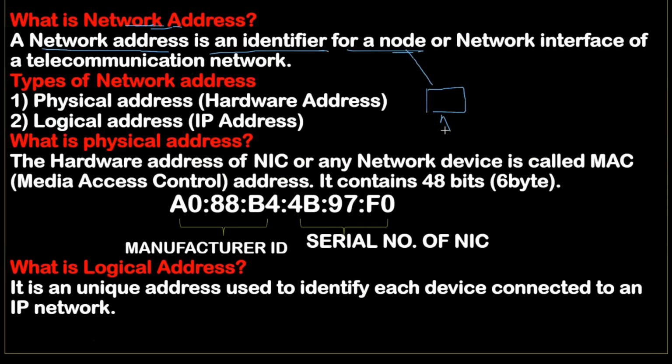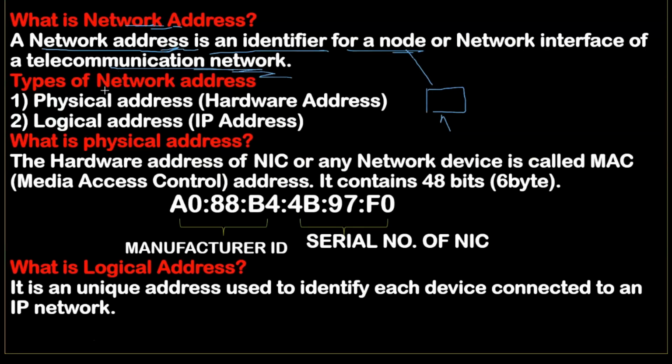Suppose your laptop is connected with a wire to any other network device. That acts as a node. On your mobile, if your data is turned on, meaning your network data setting is on, that is also a node. Network address is the identifier for a node or network interface in a telecommunication network. When you are using a network, your device is identified by that network address.